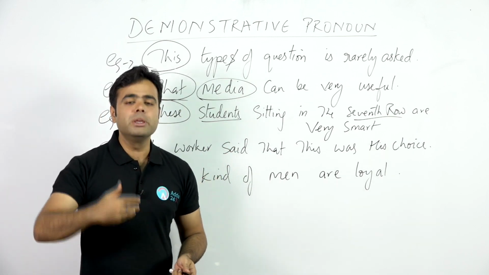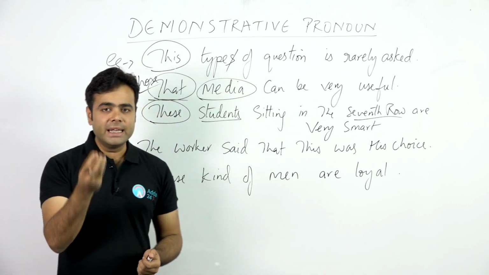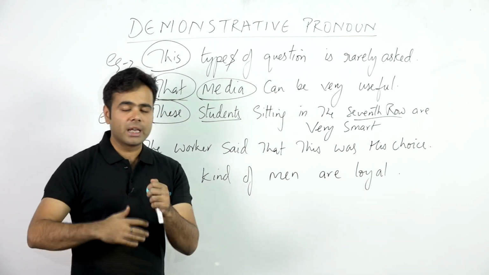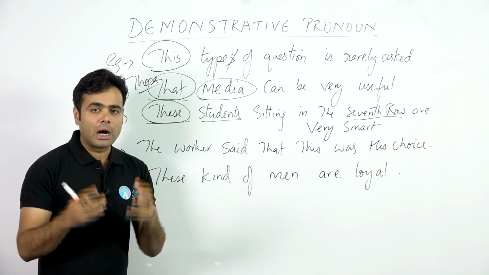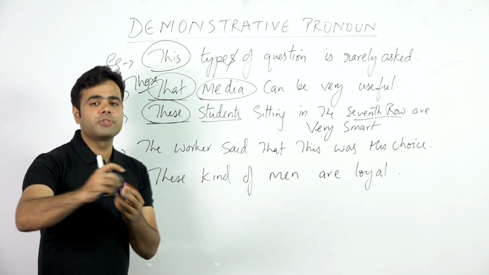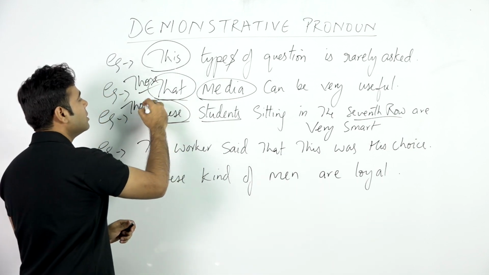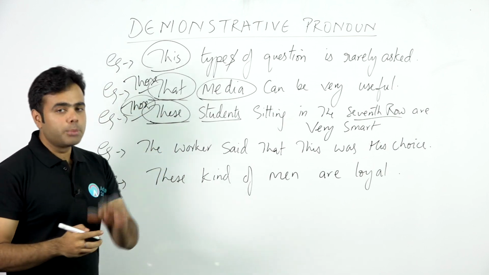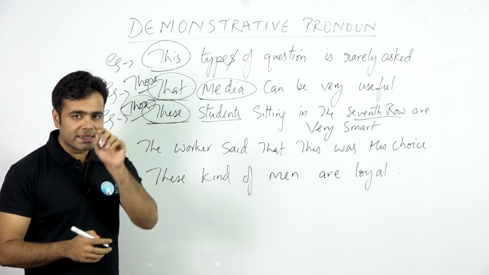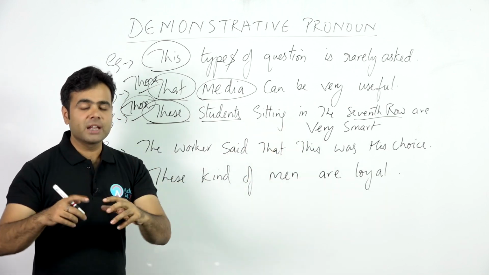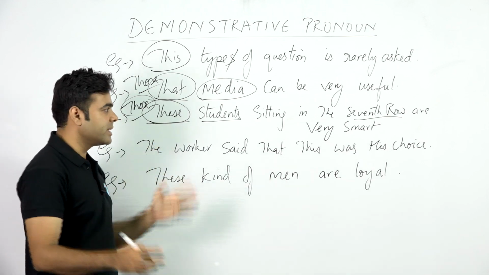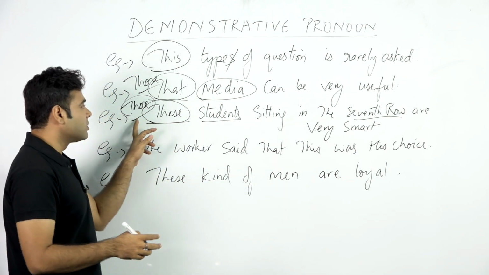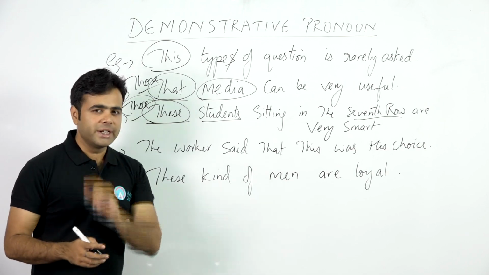Obviously the 7th row will be far, and if we demonstrate anything which is far, I mean to say that anything which is far from you in distance, in that condition we need to use a pronoun that demonstrates something far. So we need to use the plural pronoun those. These is again a plural word, but those is required in this sentence because we are talking about the subject which is far in distance. So we need to write: those students sitting in the 7th row are very smart.